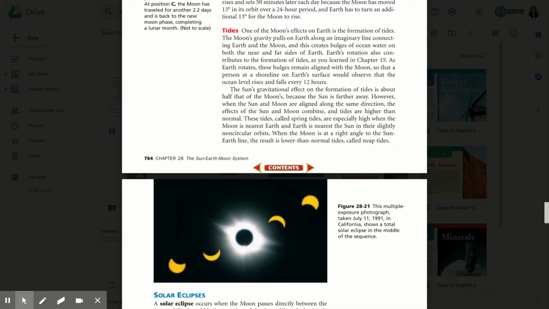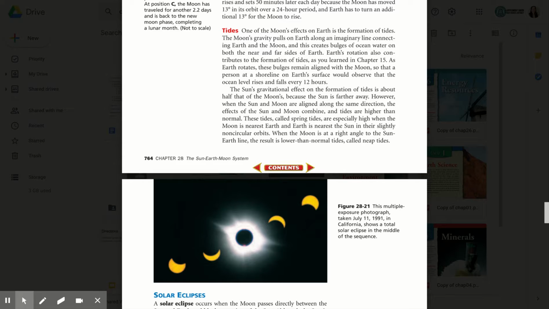The moon's gravity pulls on Earth along an imaginary line connecting Earth and the moon, and this creates bulges of ocean water on both the near and far sides of Earth. Earth's rotation also contributes to the formation of tides, as you learned in chapter 15. As Earth rotates, these bulges remain aligned with the moon, so that a person at a shoreline on Earth's surface would observe that the ocean level rises and falls every 12 hours.